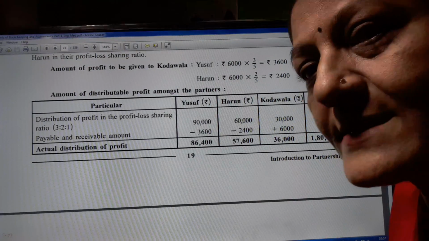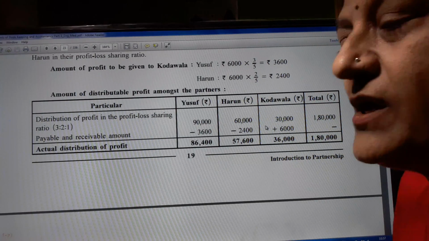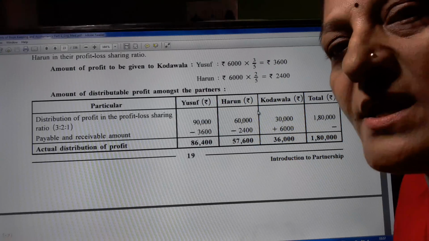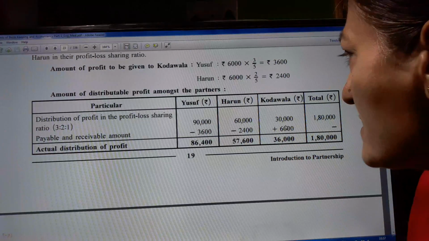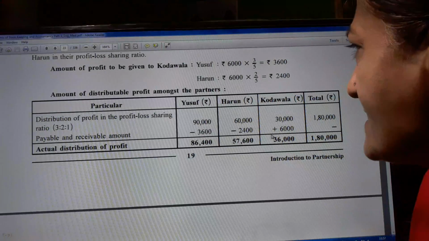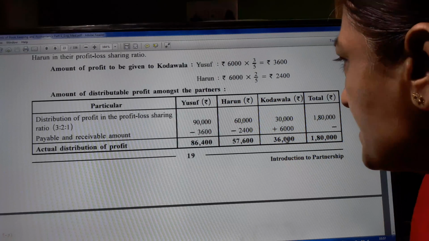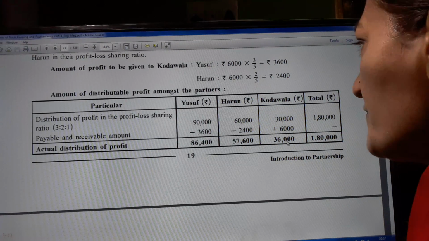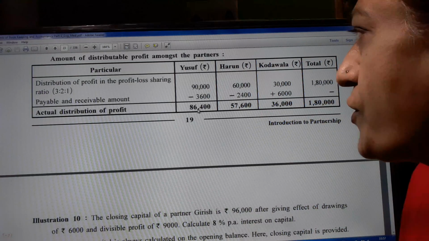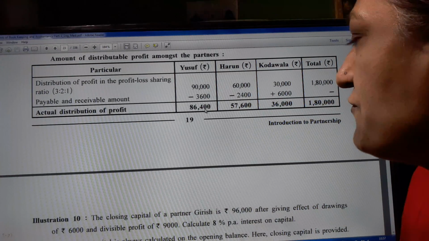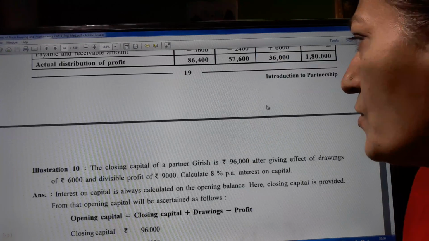And Kodawala received 30,000 plus 6,000 from Yusuf and Harun, because Yusuf and Harun gave the assurance of a minimum profit of 36,000. So to make the 36,000, Kodawala received from Yusuf and Harun rupees 6,000. So 30,000 plus 6,000 becomes 36,000. This way the calculation is done. So the actual distribution of profit we receive is 86,400 for Yusuf, 57,600 for Harun, and 36,000 for Kodawala.